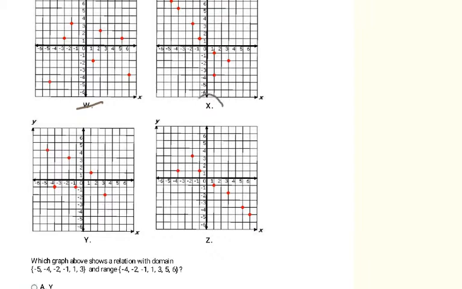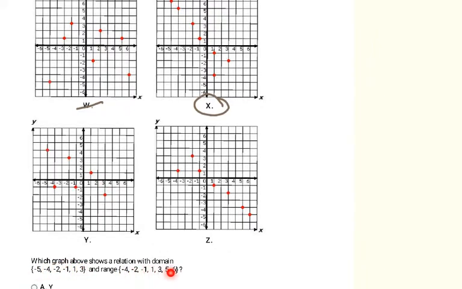So my answer should be x, but let's just go ahead and go through the other two choices to make sure I didn't make some mistake. So I'm going back and I'm looking at domain first, so it means I'm looking at my x coordinates. The x coordinate of this point is -5. The x coordinate of this point is -4. The x coordinate of this point is -2. The x coordinate here is -1, so far I have them all. This one is 1. This point's 3. So my domain's okay here.